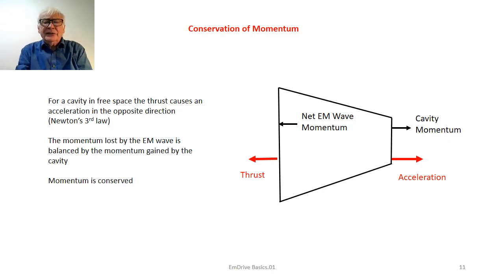Now, this means that because the thrust is in the direction small end plate to large end plate, the net electromagnetic wave momentum is also in that direction. But because the cavity is accelerating in the opposite direction, the cavity momentum is also in the opposite direction. And you have the simple concept that the net electromagnetic wave momentum is balanced by the cavity momentum, and thus momentum is conserved.